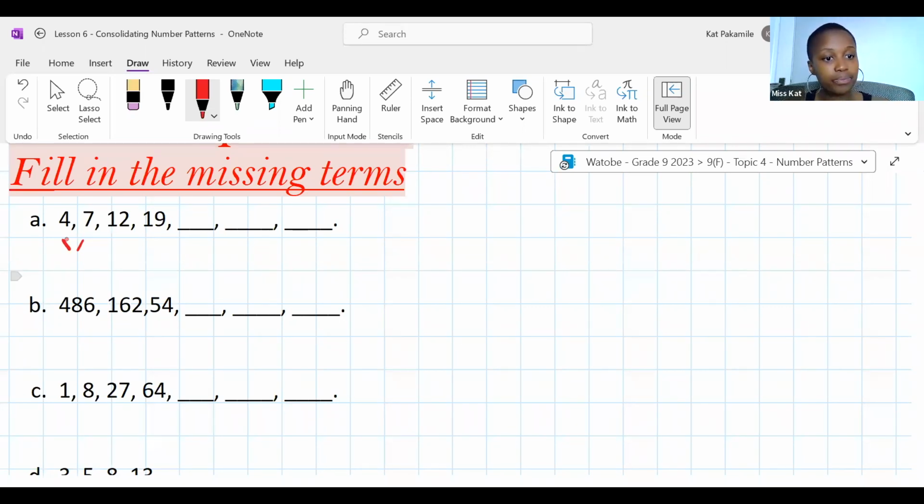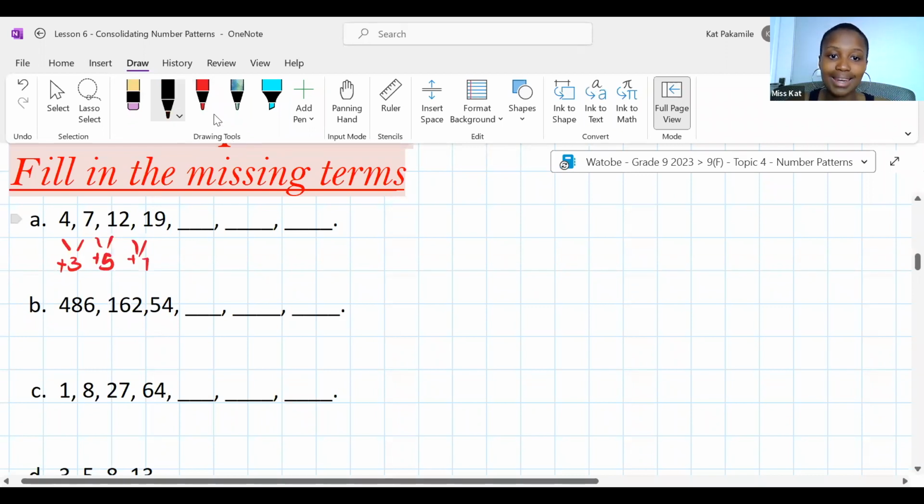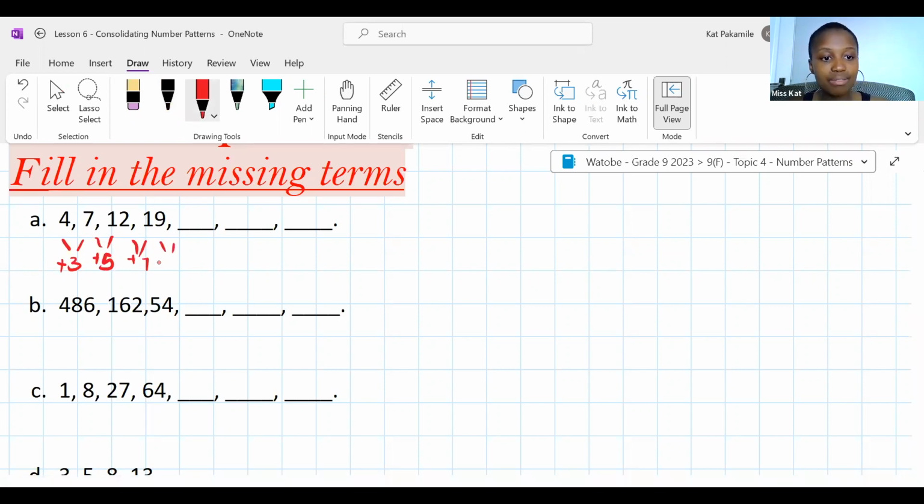Okay. Thank you. Okay, guys, so you say we're adding odd numbers. So +3, +5, +7. So since we have the pattern, may I please have my next 3 terms? To go from 19 to the next term, if we added 7, the next odd number would be 9. And then to go from this one to this one would be +11. And there to there would be +13.